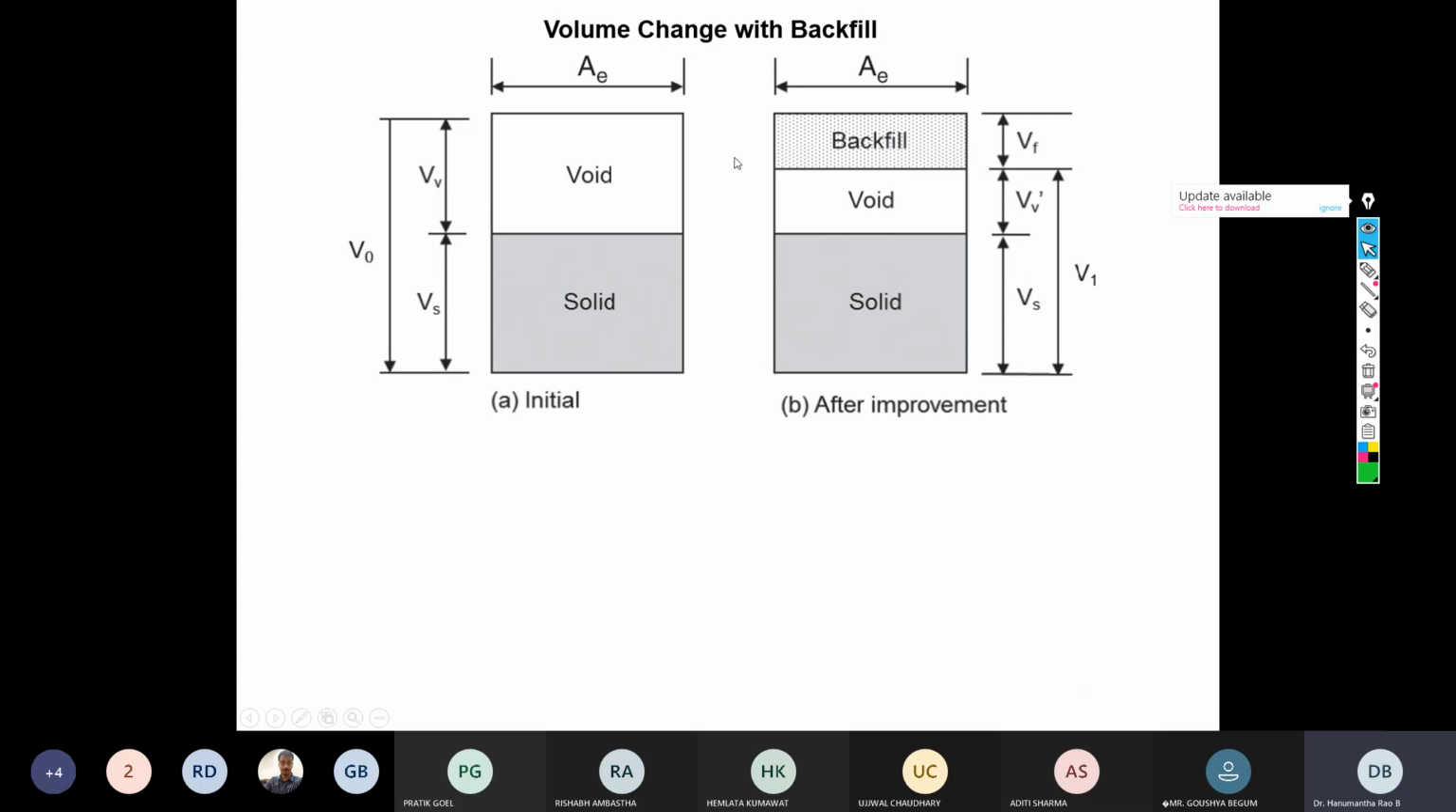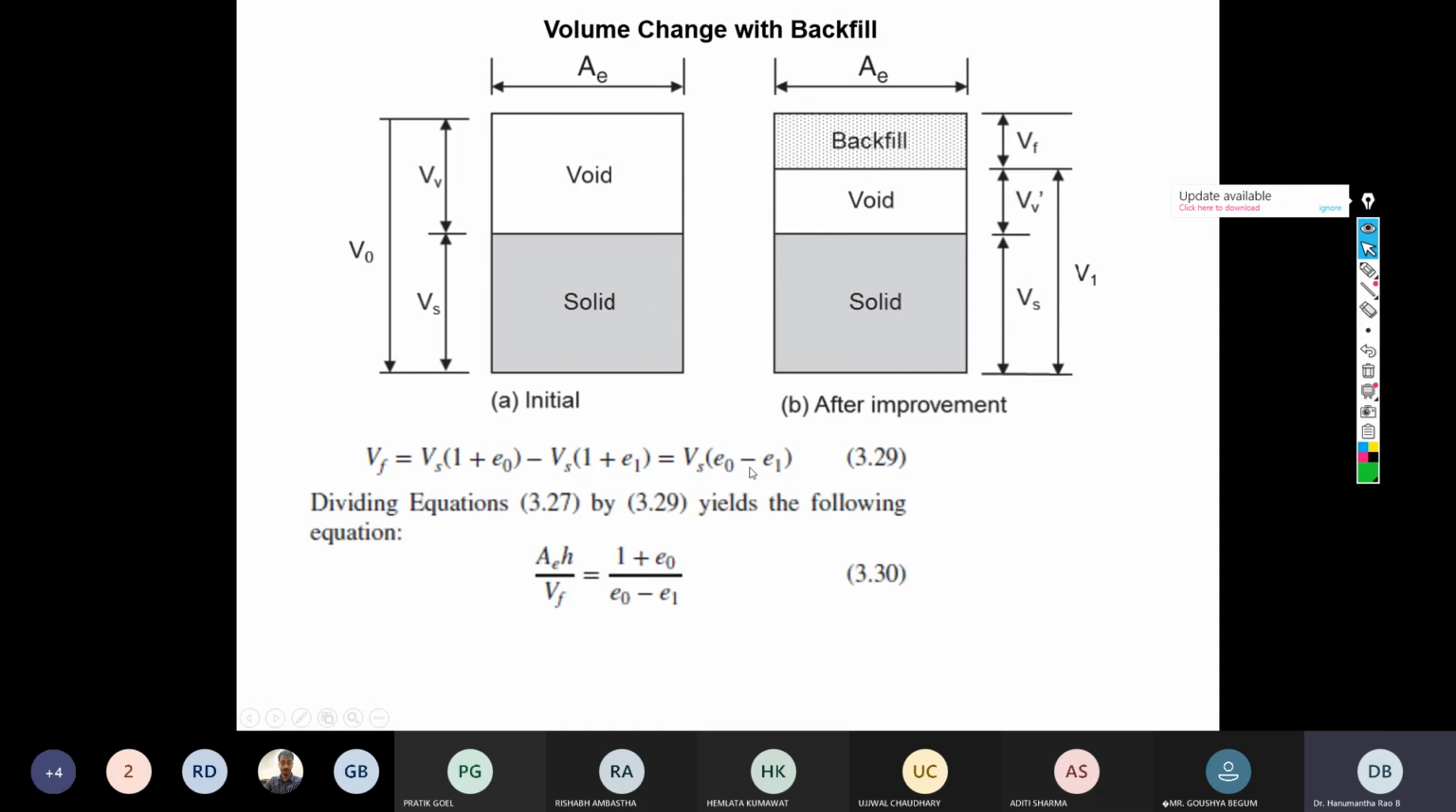Now let us take another case, presented with the Vf. It has almost the same change in the volume mass. However, the void created is backfilled with quality aggregate materials. Here also the change in volume is the initial volume minus the final volume, which can be expressed as Vs into e naught minus e1. Because here we are dealing with the backfill, whereas in the previous case we dealt only with the case without backfill.